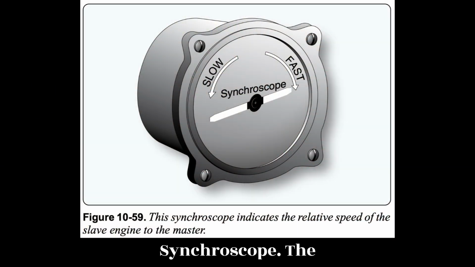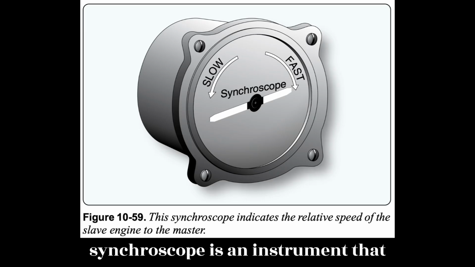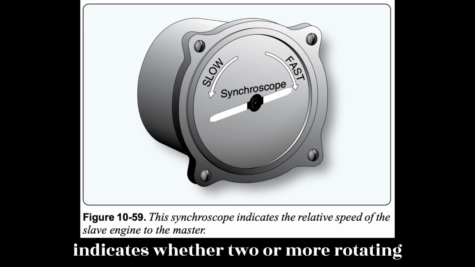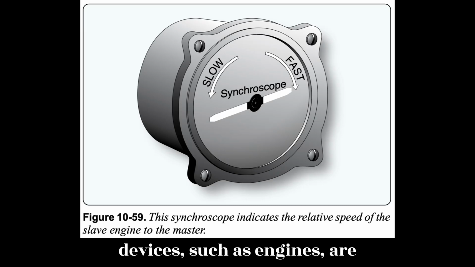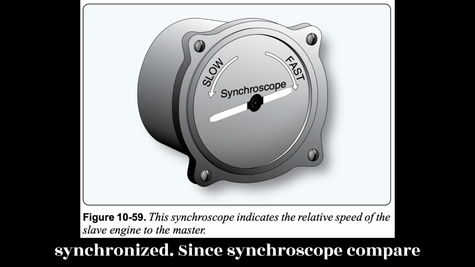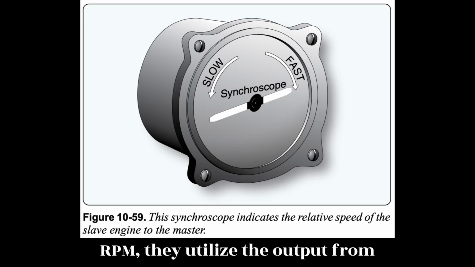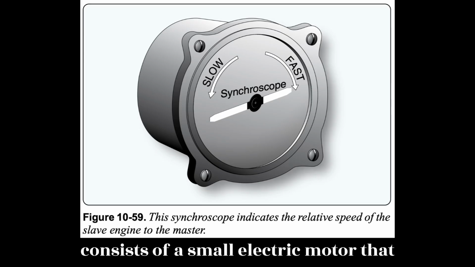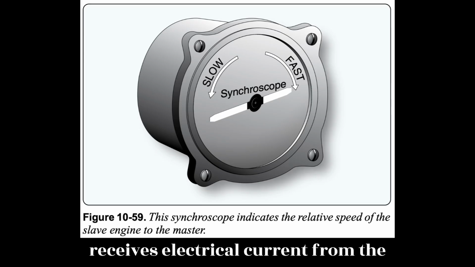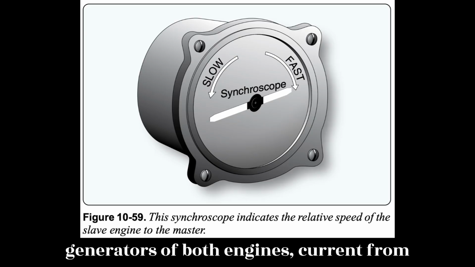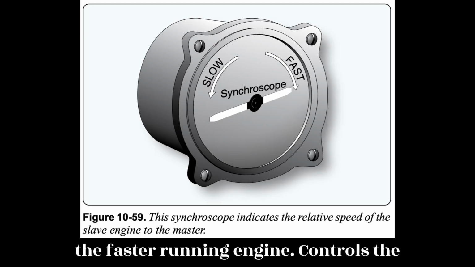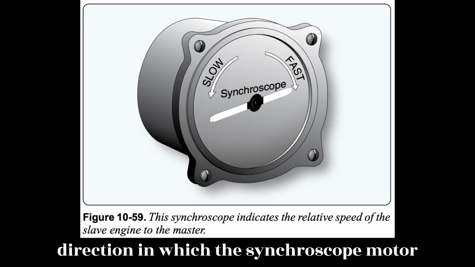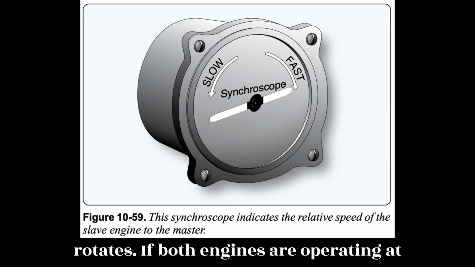Synchroscope. The synchroscope is an instrument that indicates whether two or more rotating devices, such as engines, are synchronized. Since synchroscopes compare RPM, they utilize the output from tachometer generators. The instrument consists of a small electric motor that receives electrical current from the generators of both engines. Current from the faster-running engine controls the direction in which the synchroscope motor rotates.